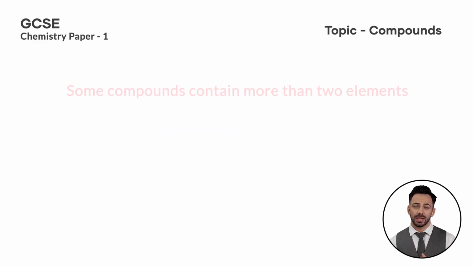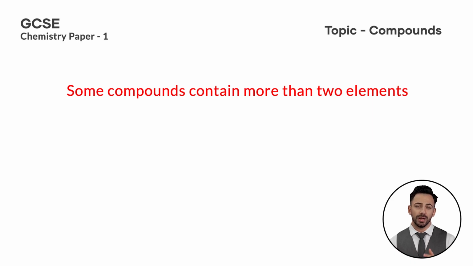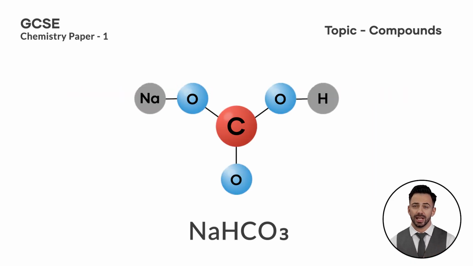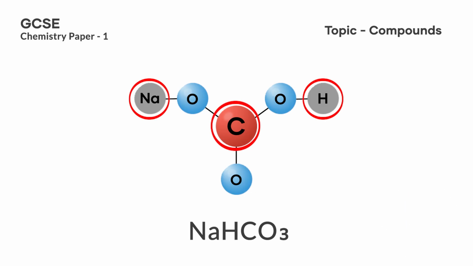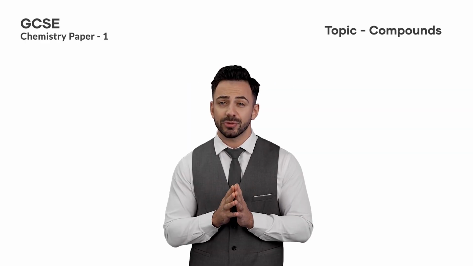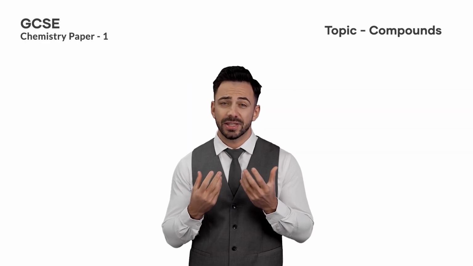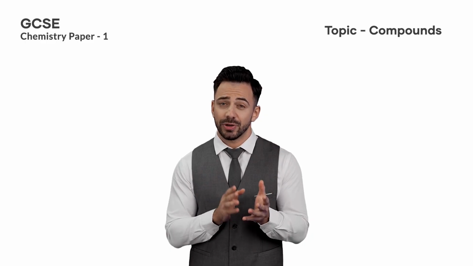Some compounds contain more than 2 elements. For example, NaHCO3 contains sodium, hydrogen, carbon, and oxygen. Well done. Pause the video, read formulas carefully, and practice counting atoms to build confidence.